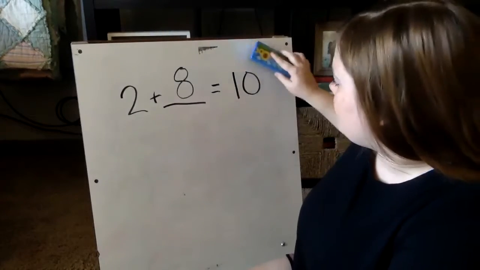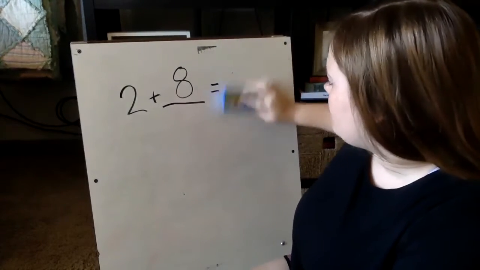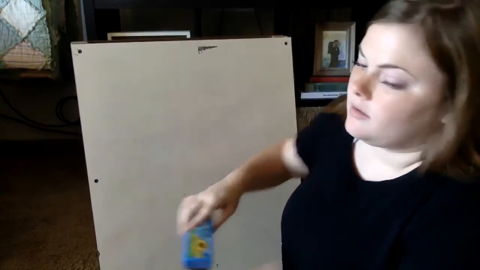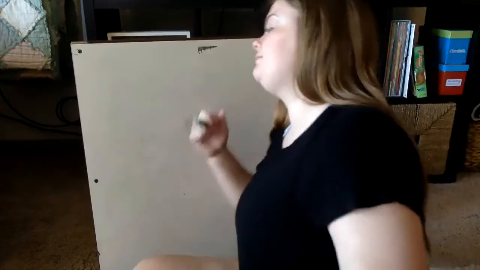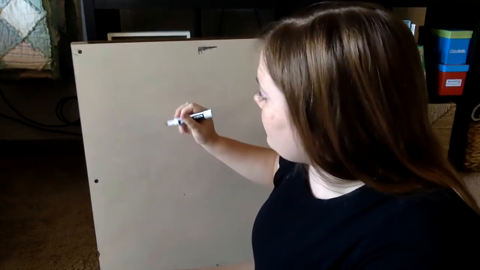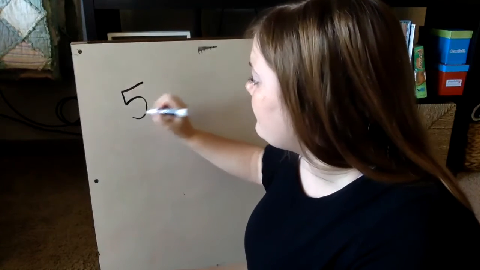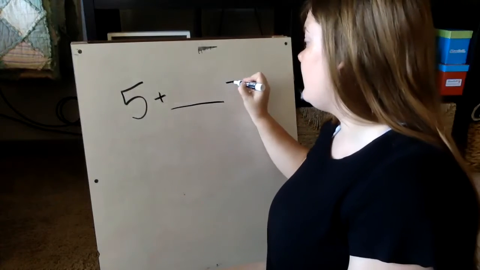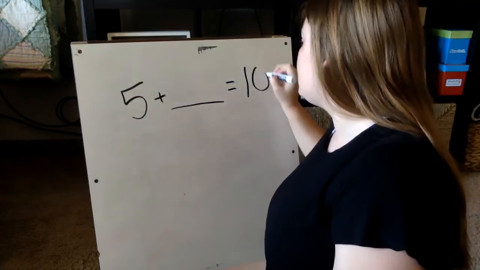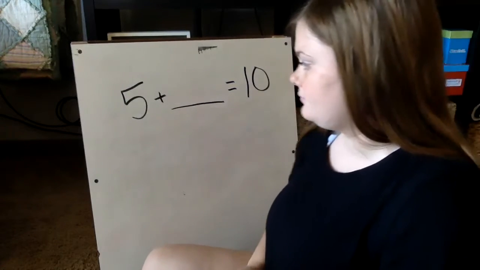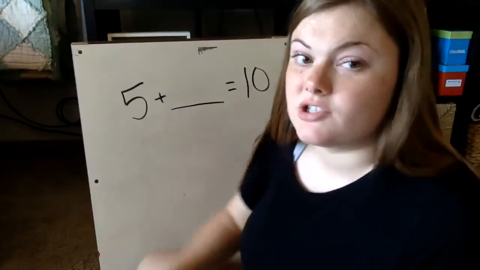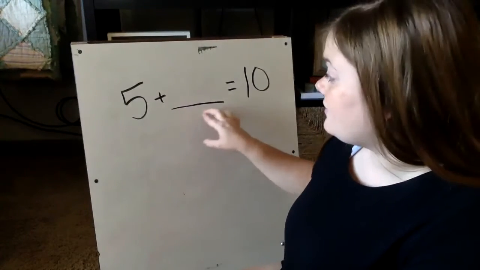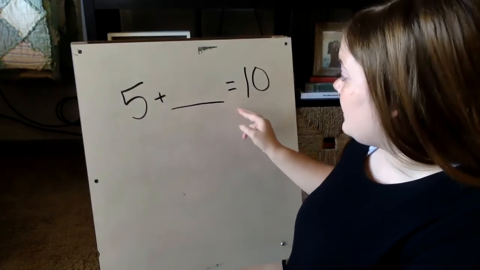Okay, let's try it one more time. Our missing number game one more time. And I'm going to say 5 plus something equals 10. So we have our missing number again, don't we? Right? 5 plus something equals 10.